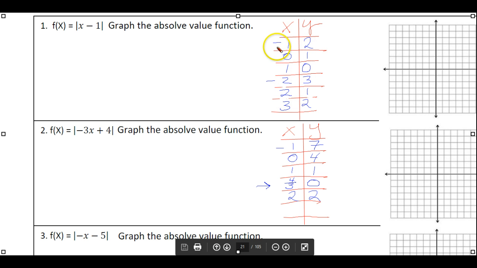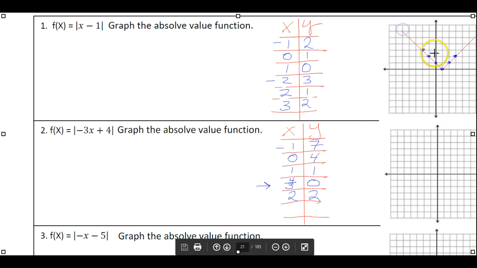Okay, now let's do some plotting. -1, 2. So -1, 1, 2. 0, 1, right there. And then 1, 0. And then -2, 3, so -2, 3, +2, 1, and 3, 2. So you see we've made a nice little V there.